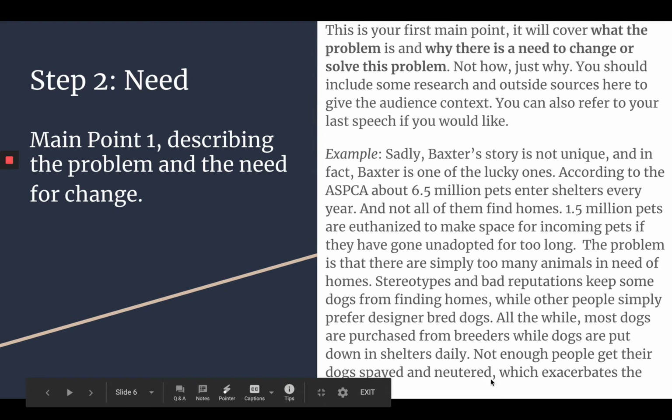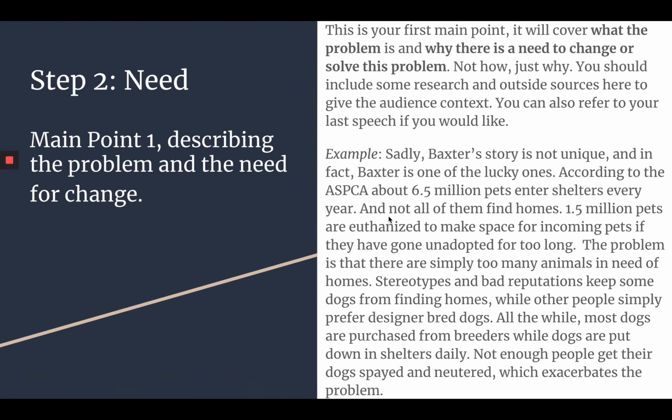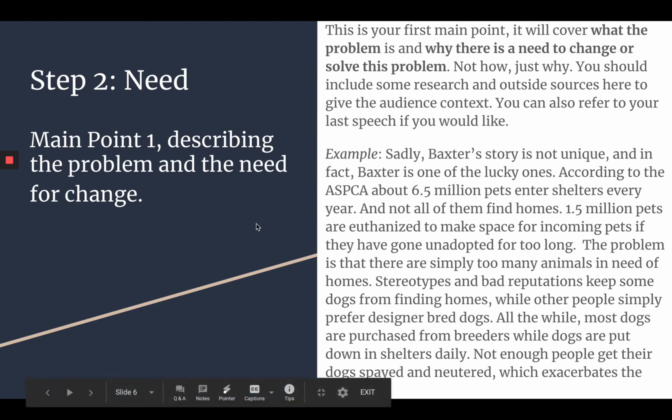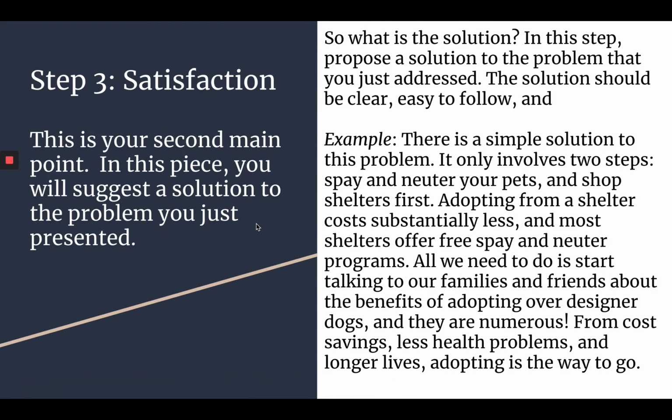So you can see this is the main issue. We're addressing that there is a need to take action because there is a problem that's ongoing. So that's main point 1. Moving right into main point 2 would be step 3, or satisfaction. It's not enough to just say there's this problem, there's all these things going on. You have to tell us, okay, what can we do about it? What is going to basically be the solution?